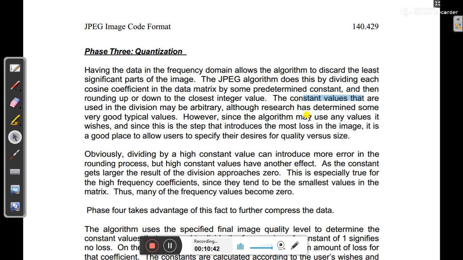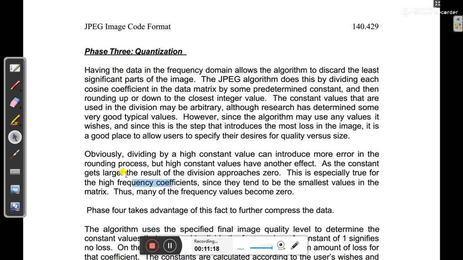However, since the algorithm may use any values it wishes, and since this is the step that introduces the most loss in the image, it is a good place to allow users to specify their desires for quality versus size. Obviously, dividing by high constant values can introduce more error in the rounding process, but high constant values have another effect. As the constants get larger, the result of the division approaches zero. This is especially true for the high frequency coefficients, since they tend to be the smallest values in the matrix. Thus, many of the frequency values become zero.